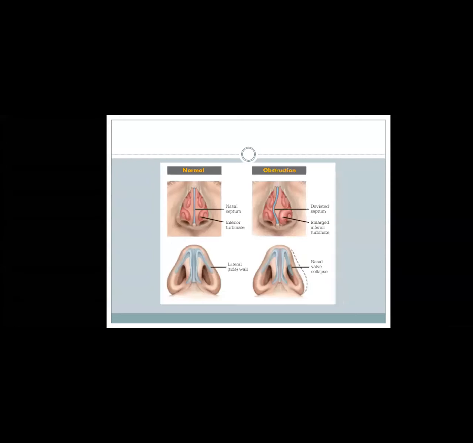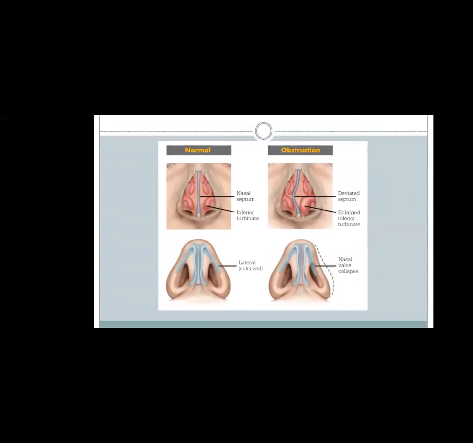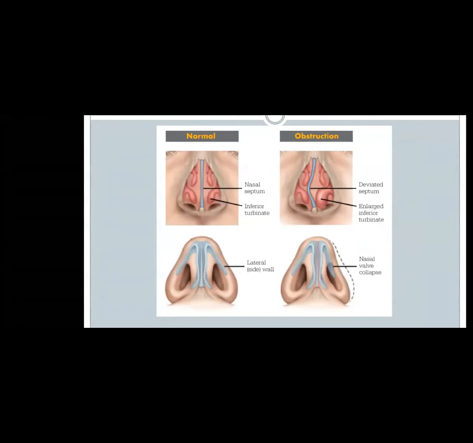Just a rough idea: the central one is a normal nose, the first figure. You have the central nasal septum, and here it is a curved one, a bent, deviated nasal septum. That is what clinically they call a DNS, deviated nasal septum. For that we use the SMR, that is submucosal nasal resection.